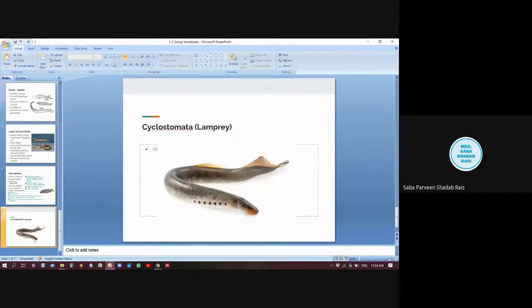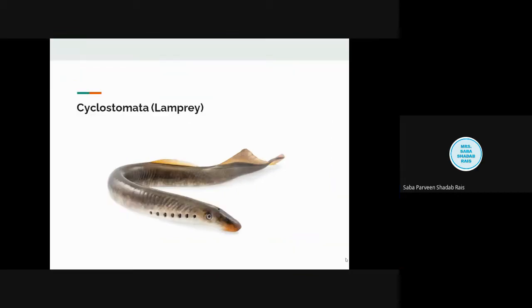Then the last is the last class. Last class I have not written the definition and all. It is the Cyclostomata. It is the last class of this entire group Protochordate in our syllabus. So the last class is the Cyclostomata.